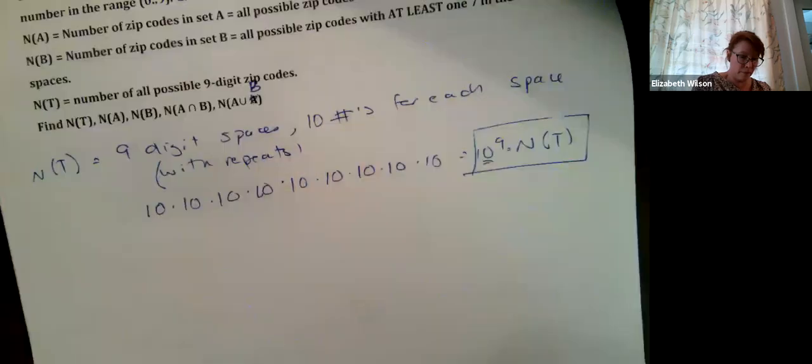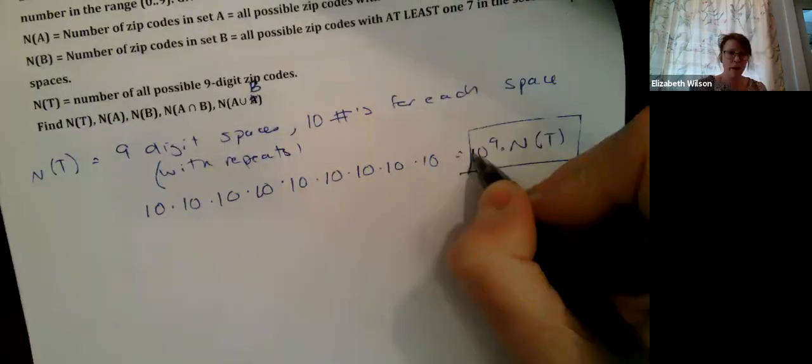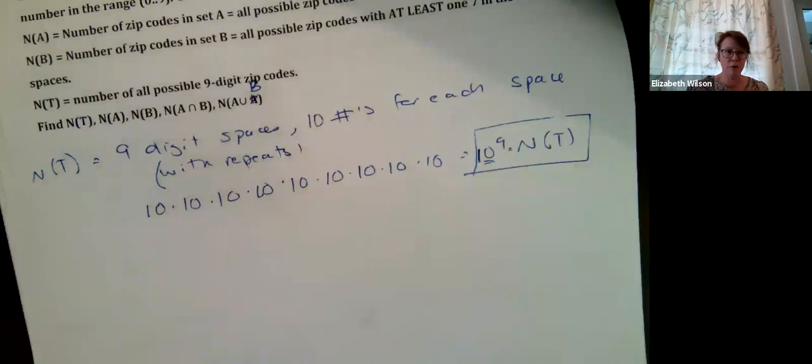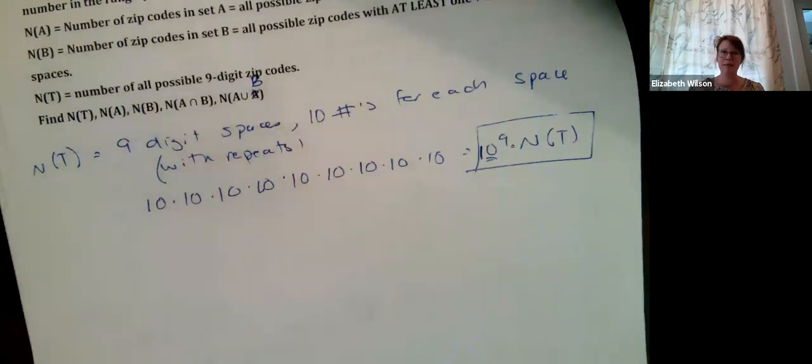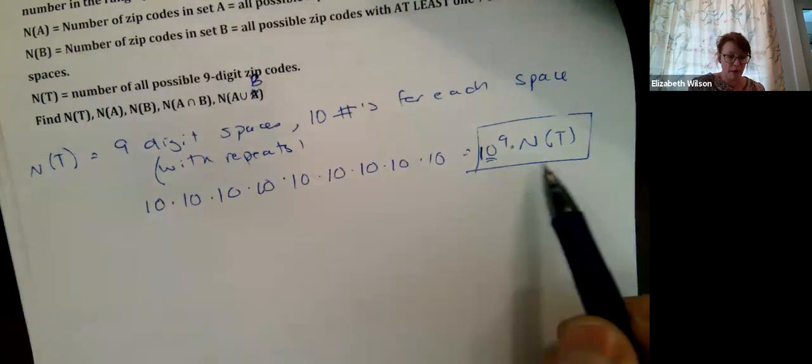Oops, let me make that clear. 10 to the 9th. It's important we do this one first because we're going to do complementary sets, because at least one is going to be the complementary set where I'm essentially going to say the total minus no 7s, right? So kind of think in terms of that. So I need to come up with the total number first.